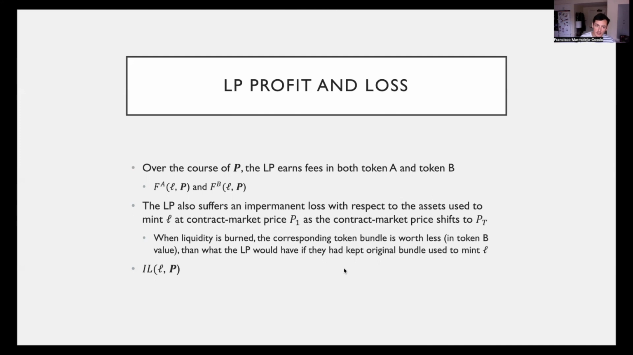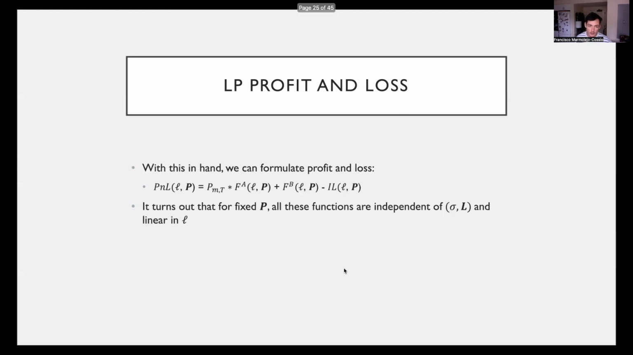At the same time, the liquidity provider is also going to suffer an impermanent loss. And by this, I mean the difference in value that the LP would have from removing their assets at the end of the sequence, as opposed to what would have happened if they had simply kept their assets as is from the beginning. And this quantity is always going to be non-negative, and we'll express this as IL, impermanent loss.